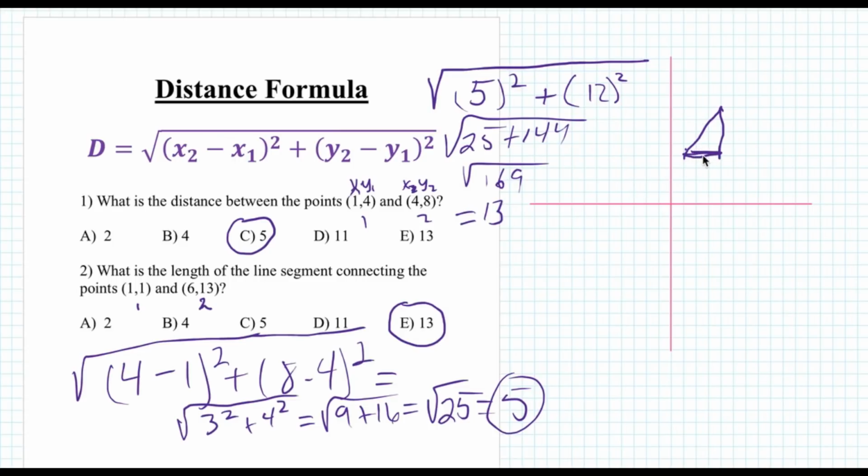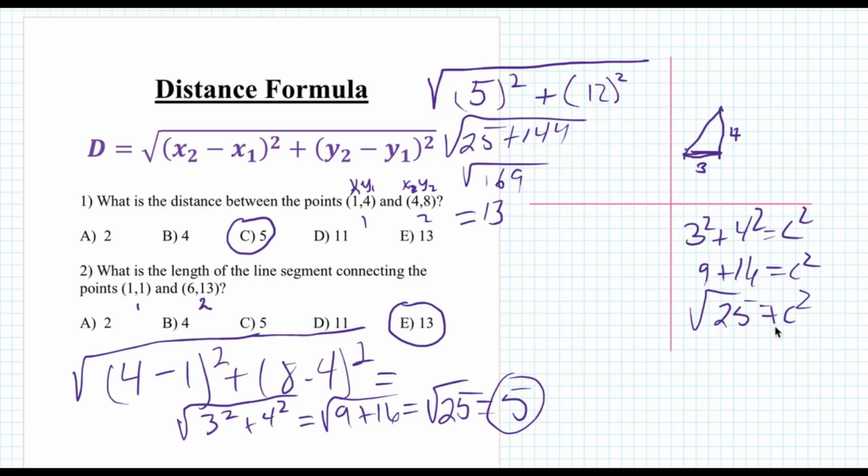So the length from here to here, if you notice, is 3 units. And the length from there to there looks like 1, 2, 3, 4 units. And if we do the Pythagorean theorem, that's 3 squared plus 4 squared equals c squared, which is 9 plus 16 equals c squared. So 25 equals c squared. Taking the square root of both sides, c equals 5.